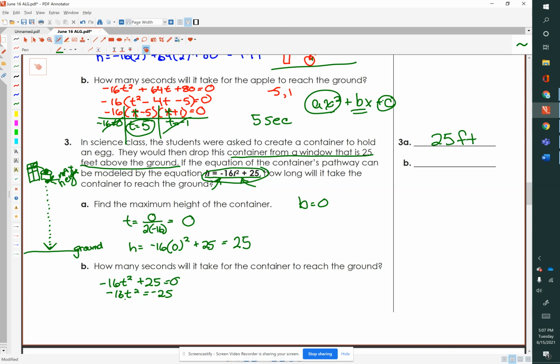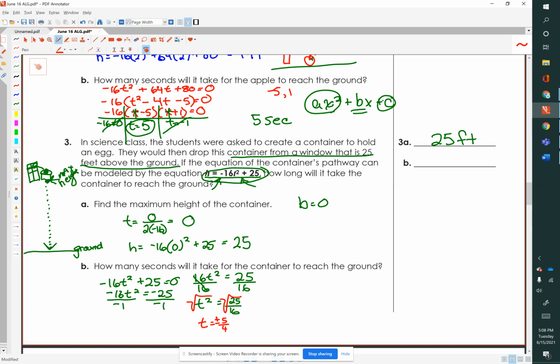If we divide them both by negative 1, let's just get rid of the negative signs. Okay, so now what we have really is 16t squared equals 25. Now we're going to divide both sides by 16, and we like this because 25 is a perfect square and 16 is a perfect square. So now we have t squared equals 25 over 16. Now we're going to take the root of both sides. And when we do that, we have t equals plus or minus 5 over 4.